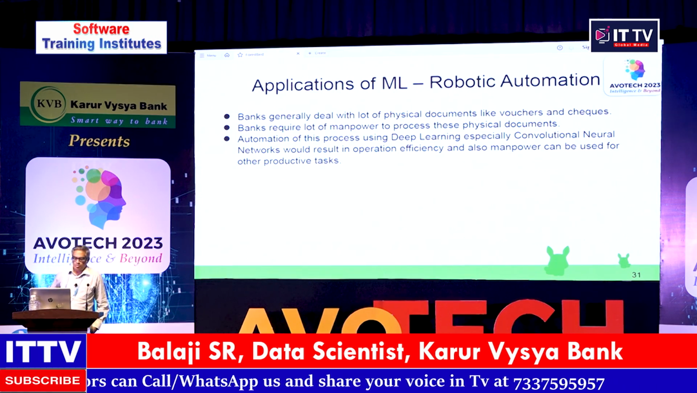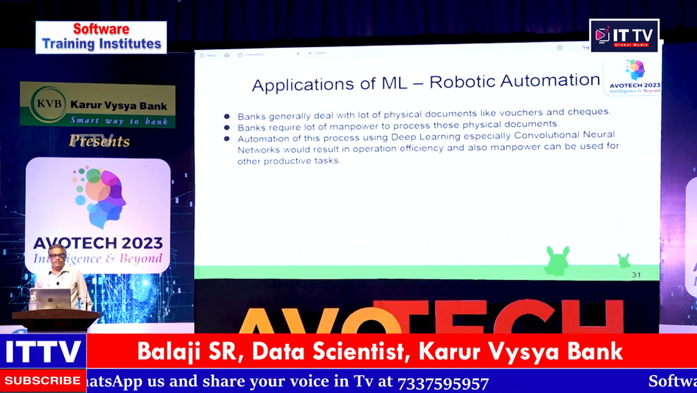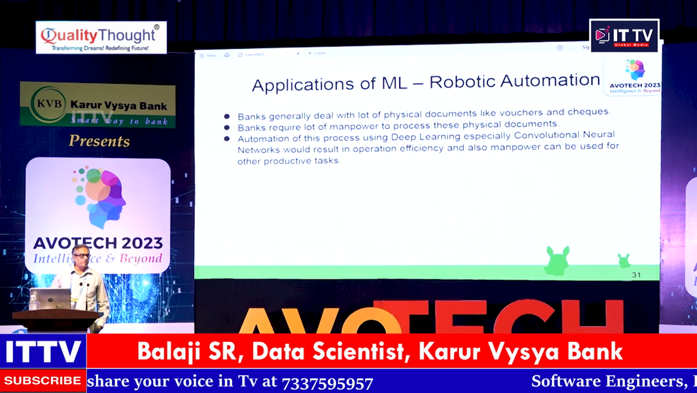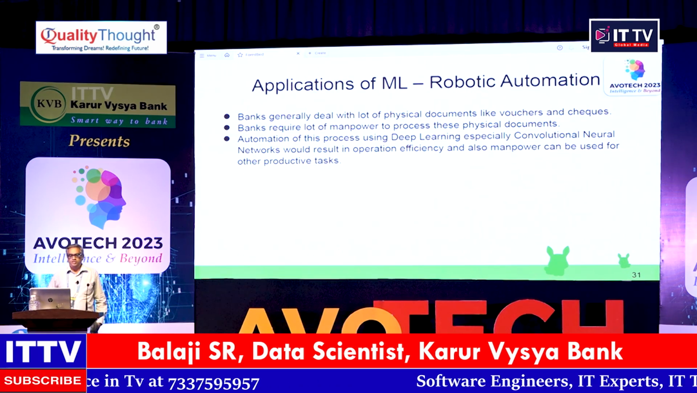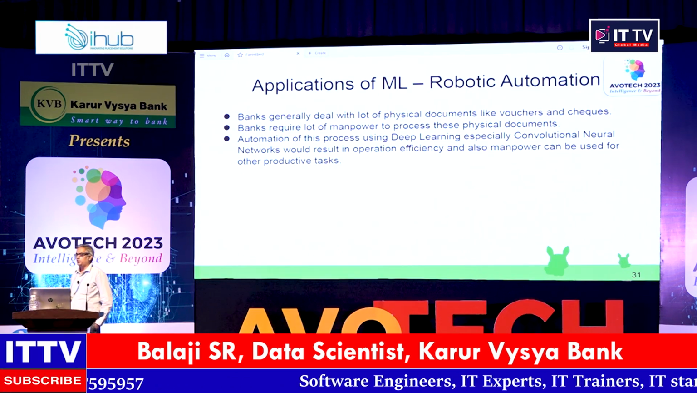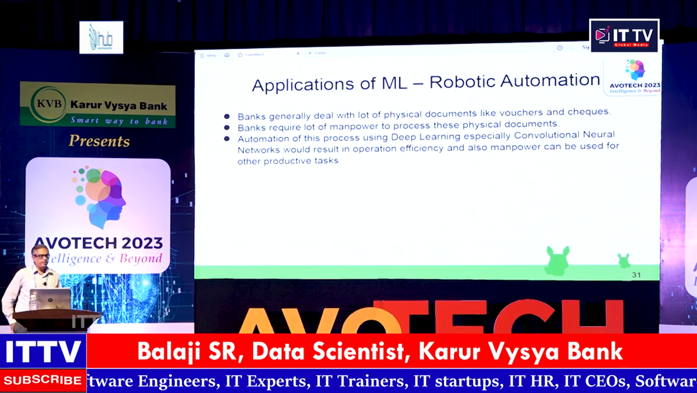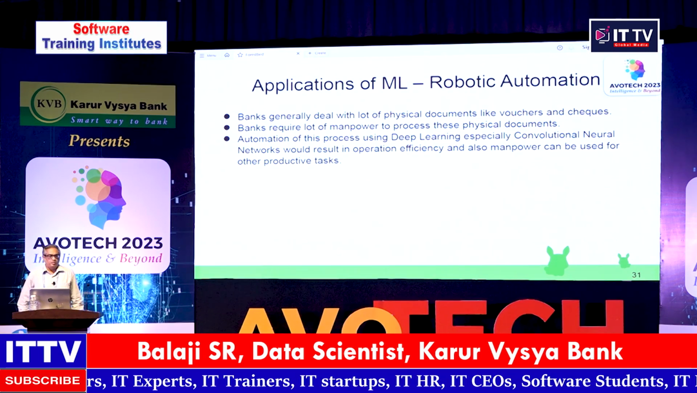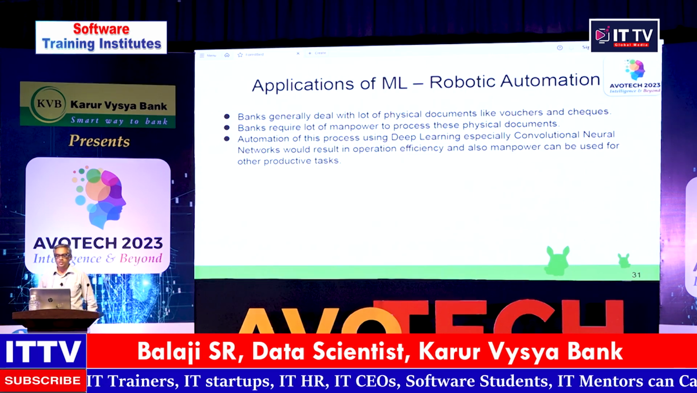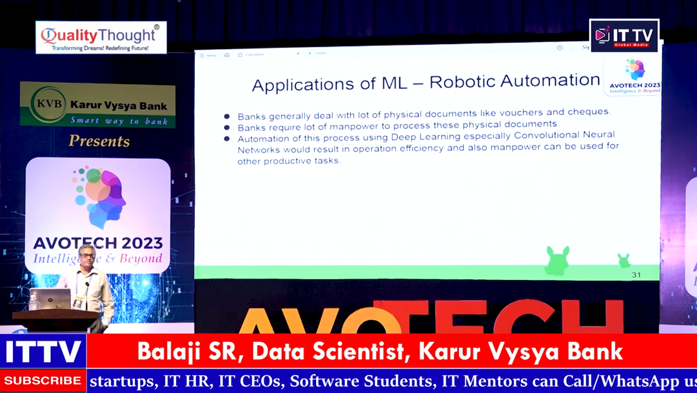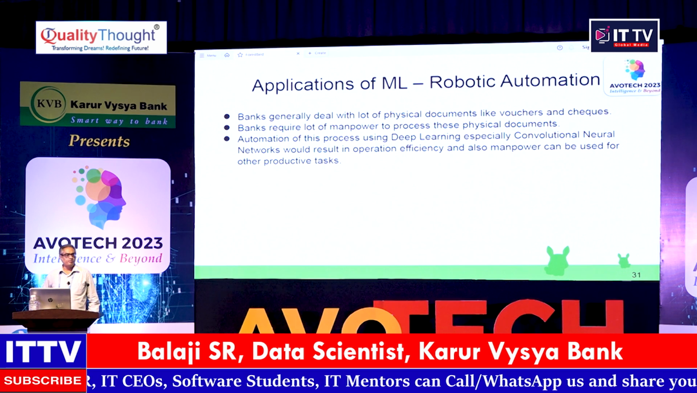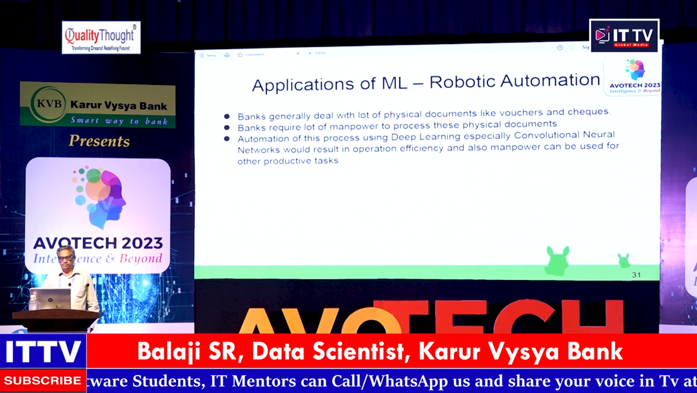Another application is robotic automation. Banks deal with a lot of checks, physical documents and vouchers. What if you can automate it? Read the checks, automate it, so that your manpower cost will be reduced. You can use deep learning for that. You can use convolutional neural networks for that.